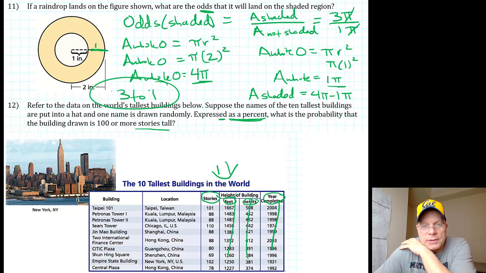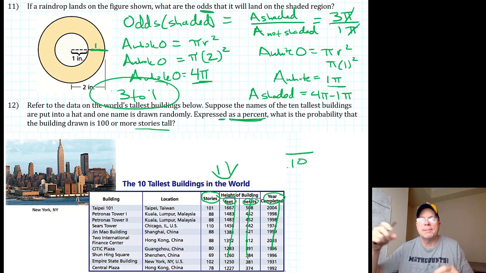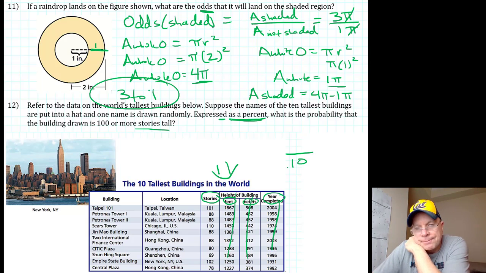And it doesn't tell you how many buildings, it just says the world's tallest buildings. So we have 1, 2, 3, 4, 5, 6, 7, 8, 9, 10 buildings. So 10 possible buildings to pick from the hat. Remember, we're putting them all in a hat and picking one fairly. That's the possible outcomes. The favorable outcomes would be the ones that are 100 or more. So this one, and this one. So 3 out of 10. Expressed as a percent. Percent is out of 100. 30 out of 100, so 30%.